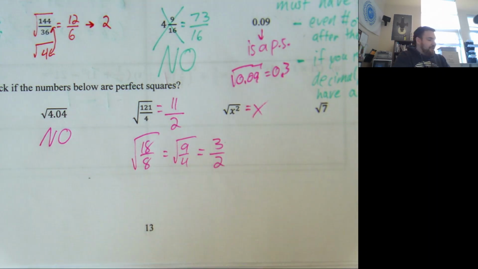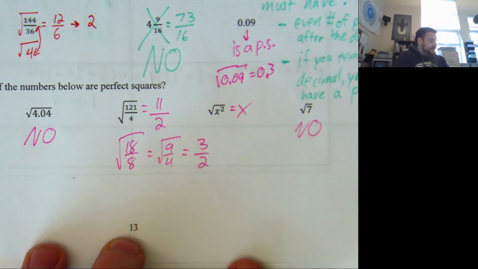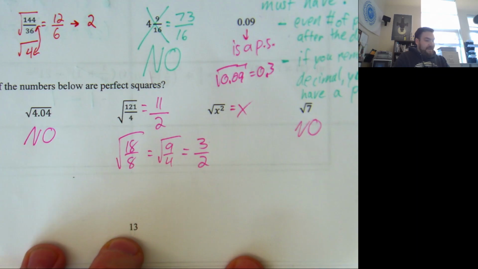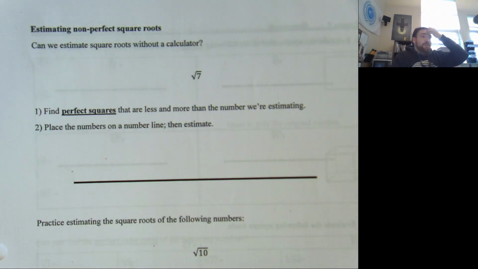Beautiful. How about the square root of 7? No, it's not. 7 is a prime number. Okay, flip the page. One more skill I want to teach you today. Not just identifying perfect squares, but now we're going to look at estimating them. Here we go. Flip the page.